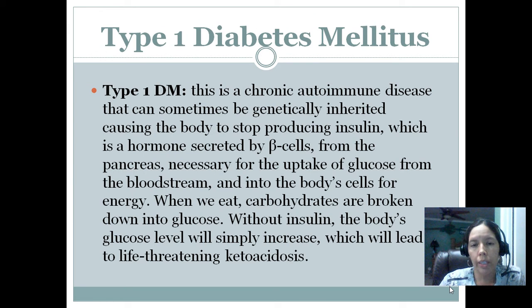So in type 1, this is a chronic autoimmune disease that can sometimes be genetically inherited, causing the body to stop producing insulin, which is a hormone secreted by beta cells from the pancreas, necessary for the uptake of glucose from the bloodstream and into the body cells for energy. When we eat, carbohydrates are broken down into glucose. Without insulin, the body's glucose level will simply increase, which will lead to life-threatening ketoacidosis.